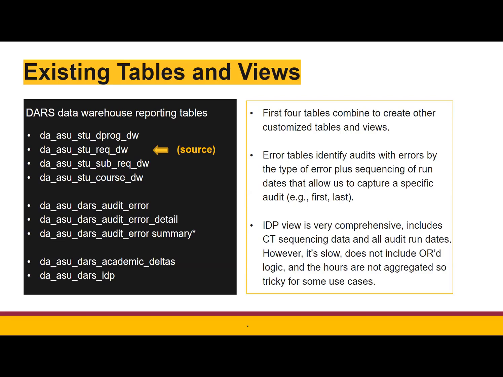The IDP view, and that would be the interactive degree planner view, is a very comprehensive view. It has so much great information. The problem is it is very slow. It even includes the critical tracking sequencing, which is, well, I want to say it's new, but it really isn't. It's probably at least a year old. It does not include the ORD logic, and the hours are not aggregated, so it is tricky to use for certain use cases, specifically progress.